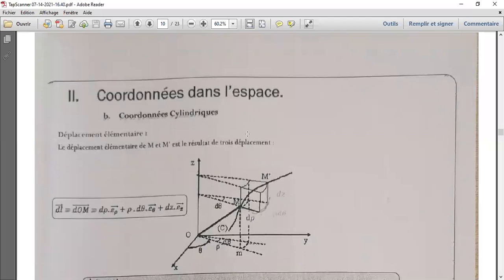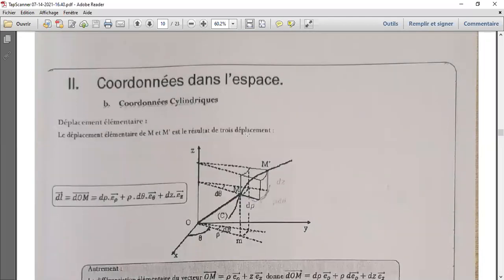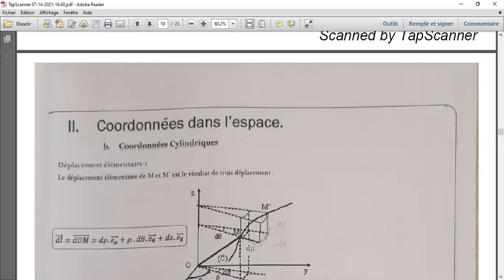You have seen that these are simple things. If you understood the polar coordinates, you won't have any difficulties with cylindrical coordinates, because it's just the addition of the Cartesian coordinate. So now we're going to talk about the déplacement élémentaire, which is really important. It is the same thing as the déplacement élémentaire in polar coordinates. Under polar coordinates, we had this formula.